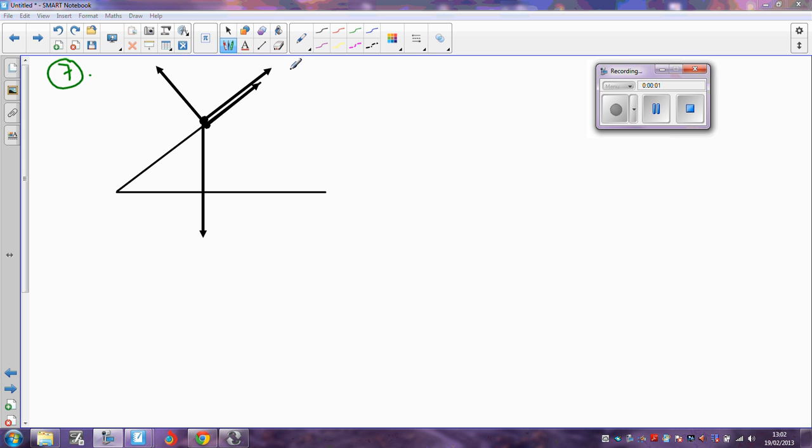Okay, question 7. We've got a book which has a mass of 0.8 kilograms, so its weight is 0.8g newtons. It's acting on a rough plane. This angle here, the angle between the plane and the horizontal, is 60 degrees. The book is just prevented from sliding down the plane.